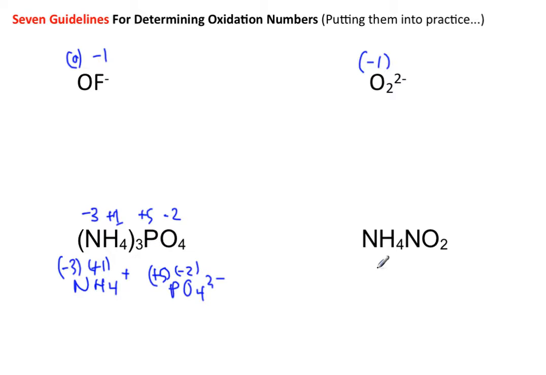Now this one is a little trickier. We've already seen that in the ammonium ion it's -3 and +1, but this is the nitrite ion, NO2 minus, and that's -2 for the oxygen and +3 for the nitrogen. So this is a case where the nitrogen atom has two different oxidation states in the same compound. It's a little unusual. It doesn't happen very often, but that's one instance where it does.